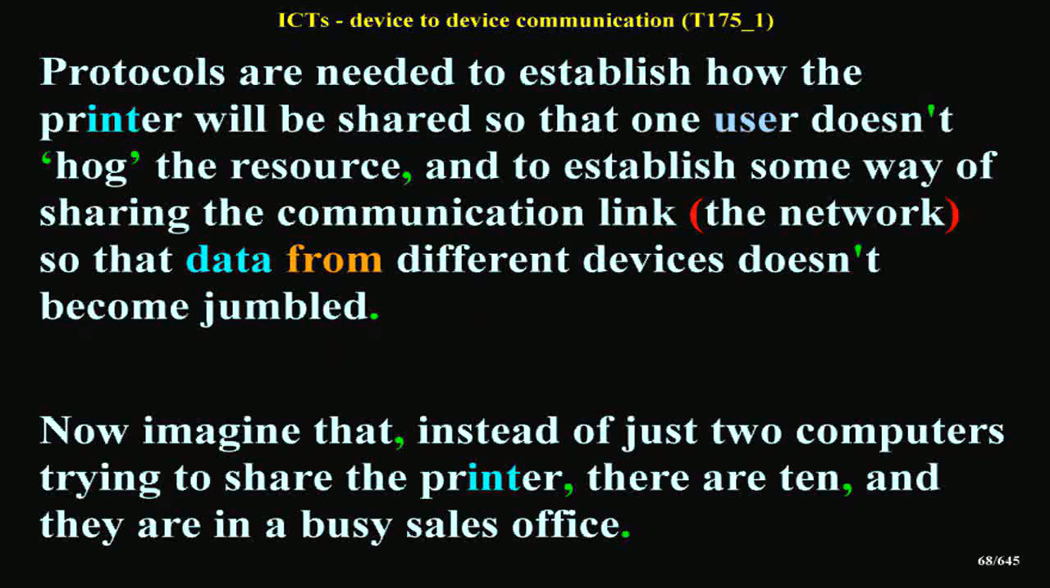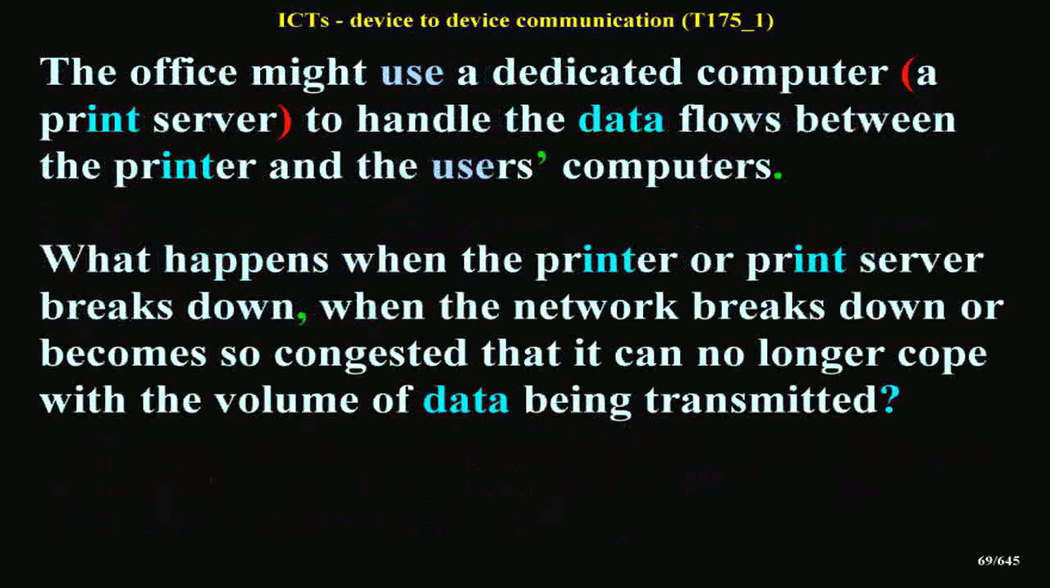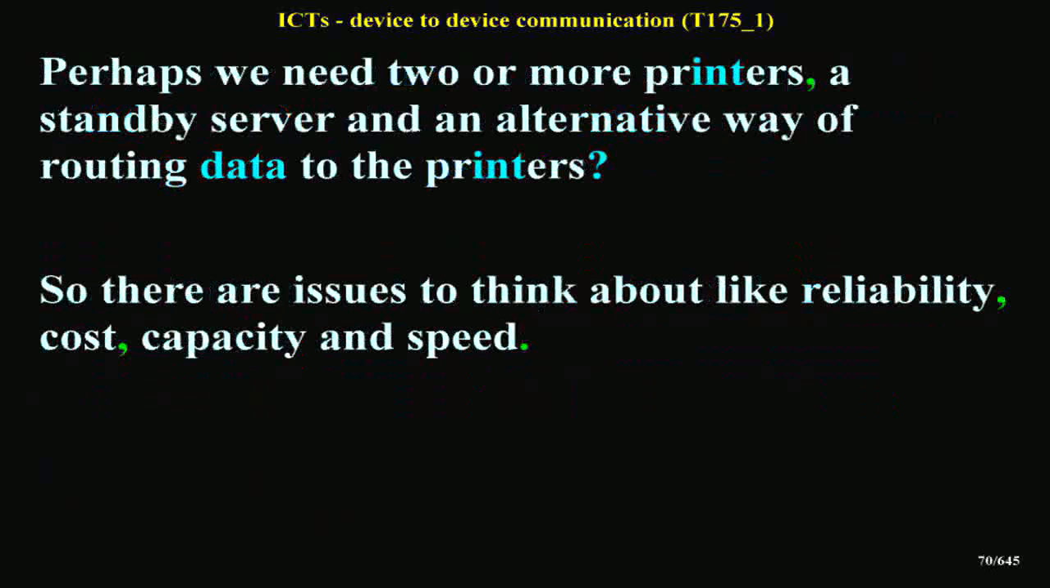Now imagine that, instead of just two computers trying to share the printer, there are 10, and they're in a busy sales office. The office might use a dedicated computer or print server to handle the data flows between the printer and the users' computers. What happens when the printer or print server breaks down? When the network breaks down or becomes so congested that it can no longer cope with the volume of data being transmitted? Perhaps we need two or more printers, a standby server and an alternative way of routing data to the printers. So there are issues to think about like reliability, cost, capacity and speed.